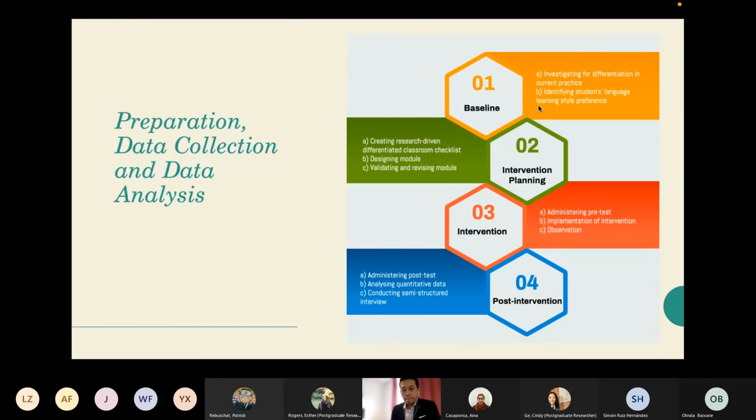And in the post-intervention phase, I administered the post-test, the language attitude inventory, and also the critical thinking, and analyzed the quantitative data before I came up with the semi-structured interview, and interviewed some student volunteers.